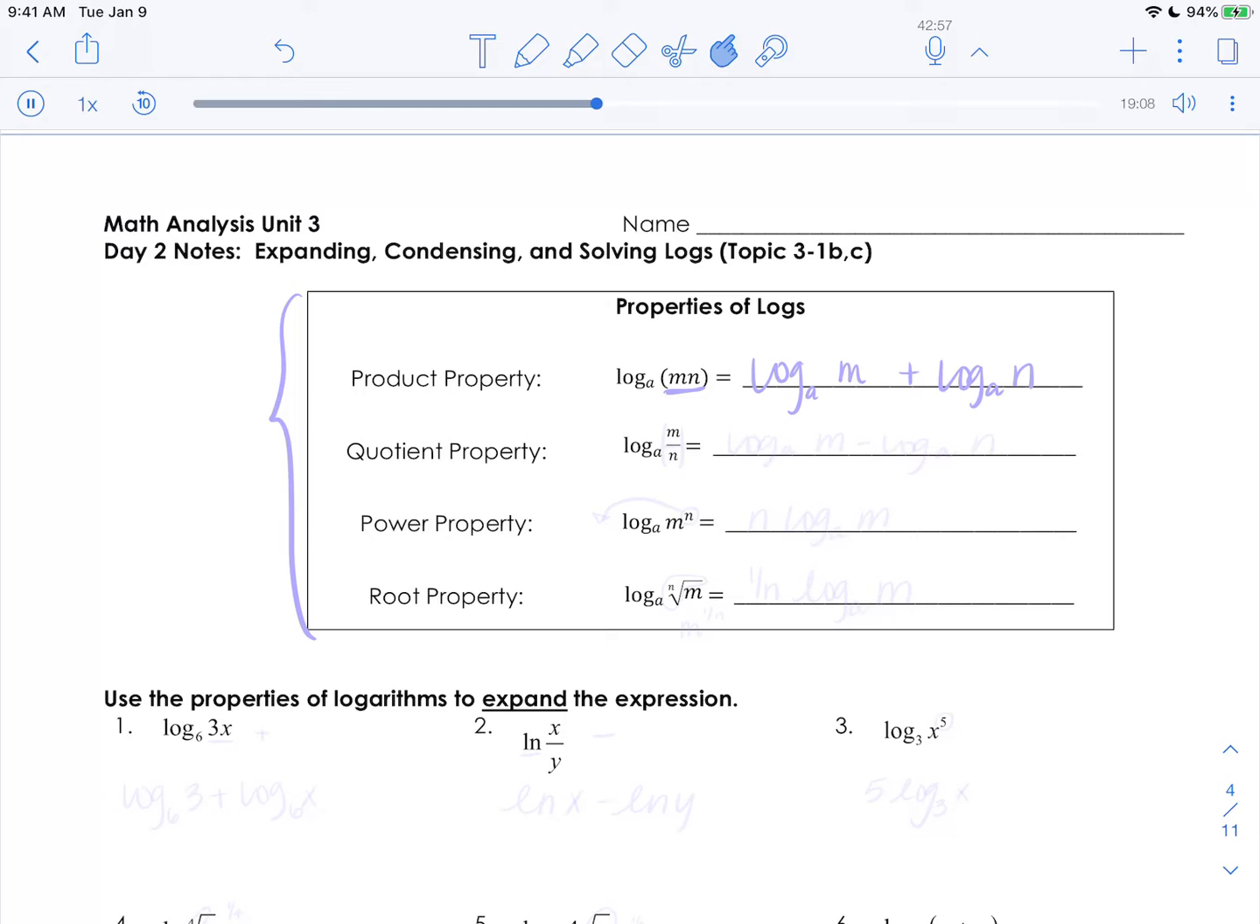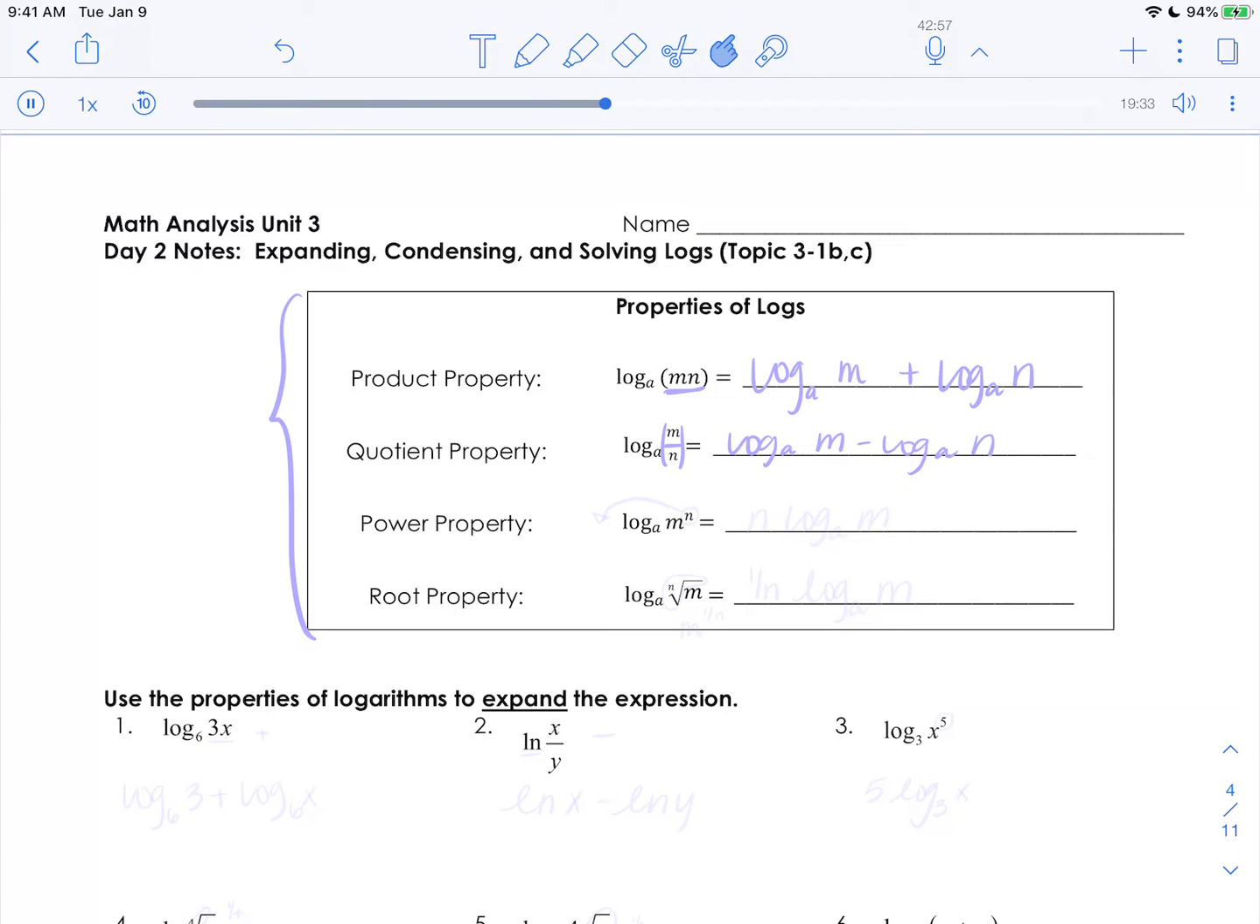Okay. Next one, the quotient, is if you're dividing two things in your argument, you're just going to rewrite them using subtraction. If you think the division bar kind of looks like subtraction, that's how you can remember that one. So you'll have log base A of m minus log base A of n.